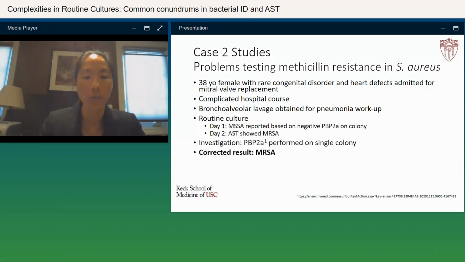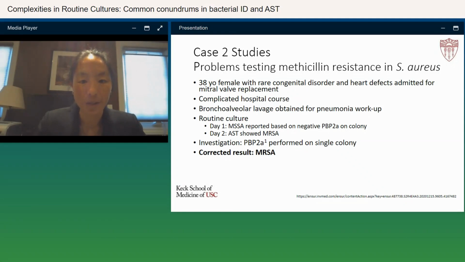On that BAL routine culture, we had this happen. On first day, we saw Staph aureus and performed PBP2A lateral flow test on the colony, and it was negative. So we had a presumptive report of MSSA on the culture. However, on day 2, our full susceptibility panel demonstrated MRSA.